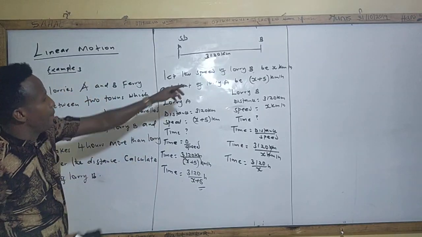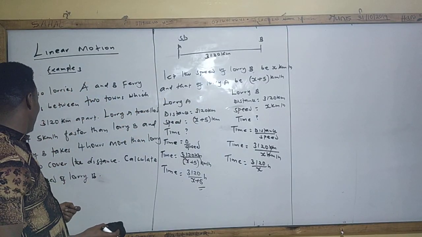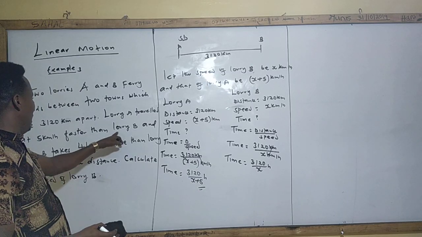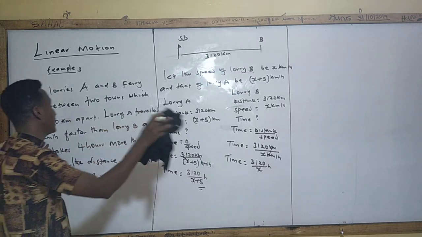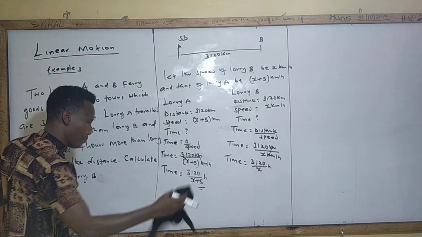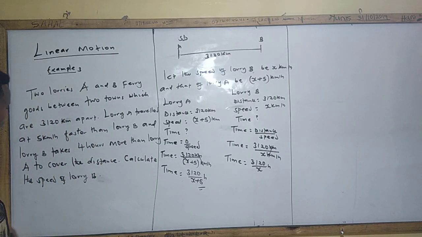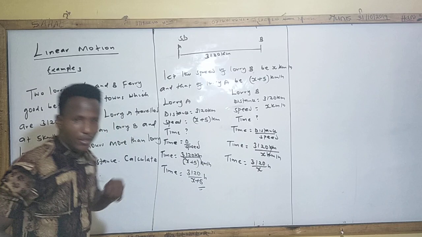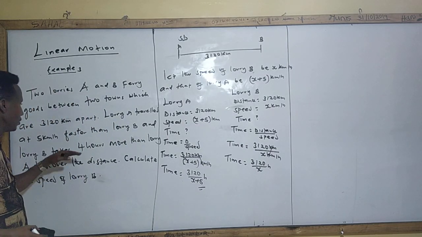But we know that lorry B is taking much time because of its low speed. That's why they even tell you, look here, lorry A travels 5 kilometers per hour faster than lorry B. If it's traveling 5 kilometers per hour faster than lorry B, it means it will take less time. Meaning lorry B will take much time compared to this one.